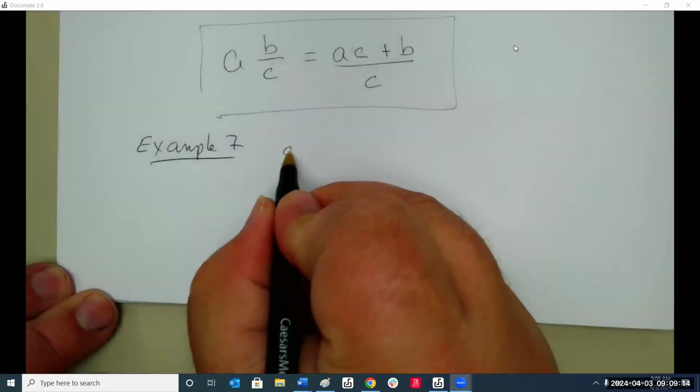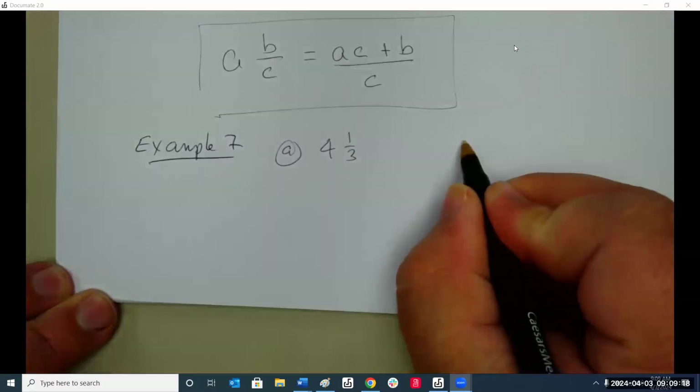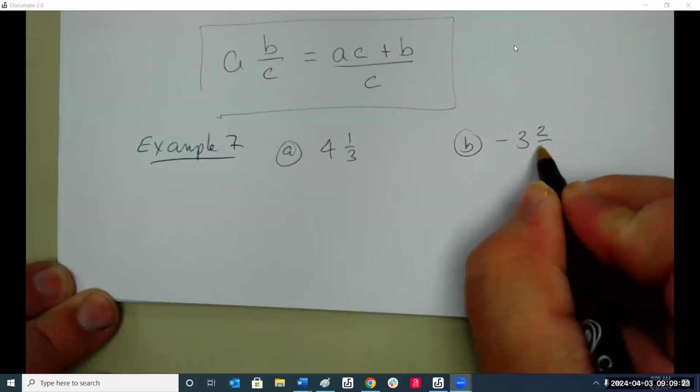Example 7. We have 4 1/3 and negative 3 and 2 fifths.